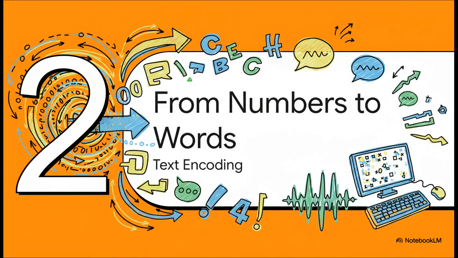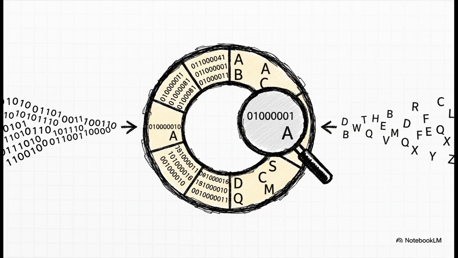Okay, so numbers are one thing, but what about words? How do we get from raw numbers to, say, the very words you're reading on this screen? Let's check out the next building block. Well, since computers only speak numbers, they need something like a secret decoder ring, right? A dictionary that translates those numbers into all the letters, symbols, and punctuation we use. And these dictionaries are called encoding schemes.